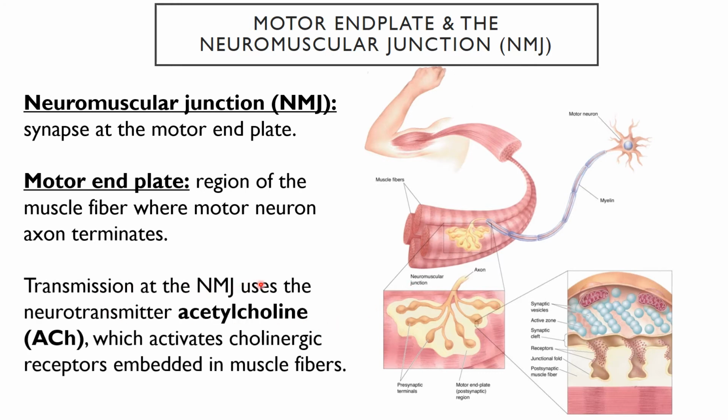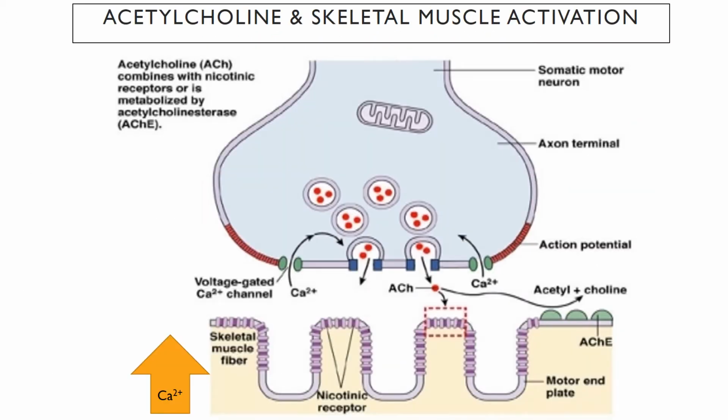Transmission at the neuromuscular junction uses the neurotransmitter acetylcholine. We abbreviate acetylcholine as ACH, like this. Acetylcholine acts on cholinergic receptors that are embedded in the muscle fibers at the motor end plate. So this is a typical pattern of what a neuromuscular junction looks like. You'll have the axon come down, and it'll branch, and then you'll have these large presynaptic terminals, and then you'll see a motor end plate underneath. So this is a typical synapse of a neuromuscular junction.